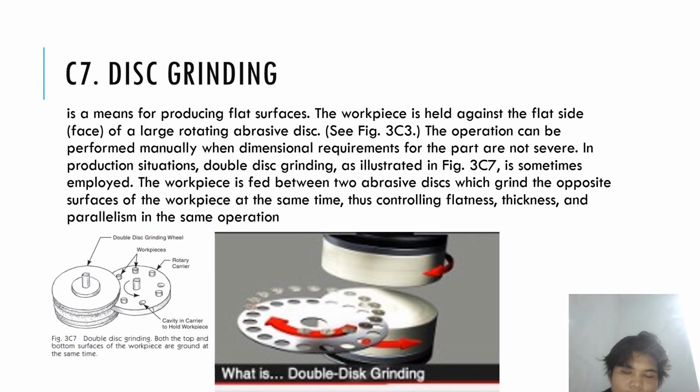Consider one of the classic grinding processes. Double disc grinding is performed when both sides of a workpiece must be ground so that both surfaces are exactly plane and parallel. So remember that it grinds the opposite surfaces of the workpiece at the same time, thus controlling flatness, thickness, and parallelism in the same operation.